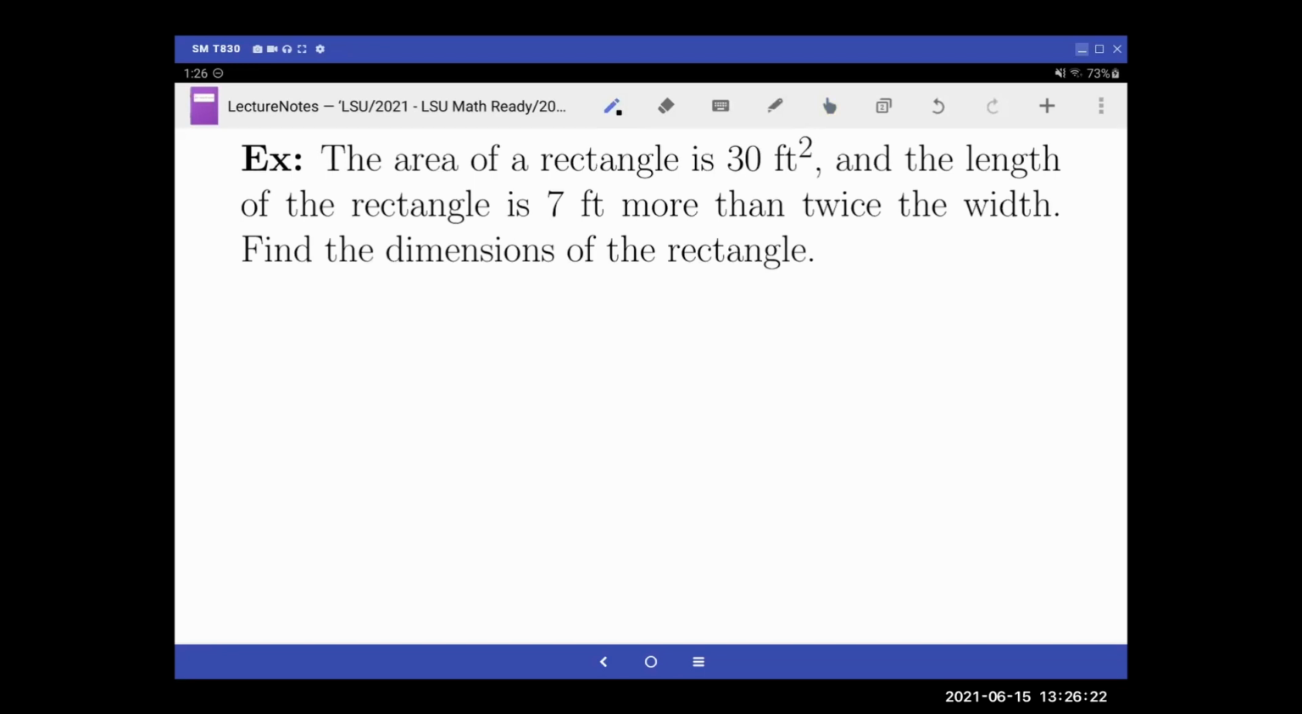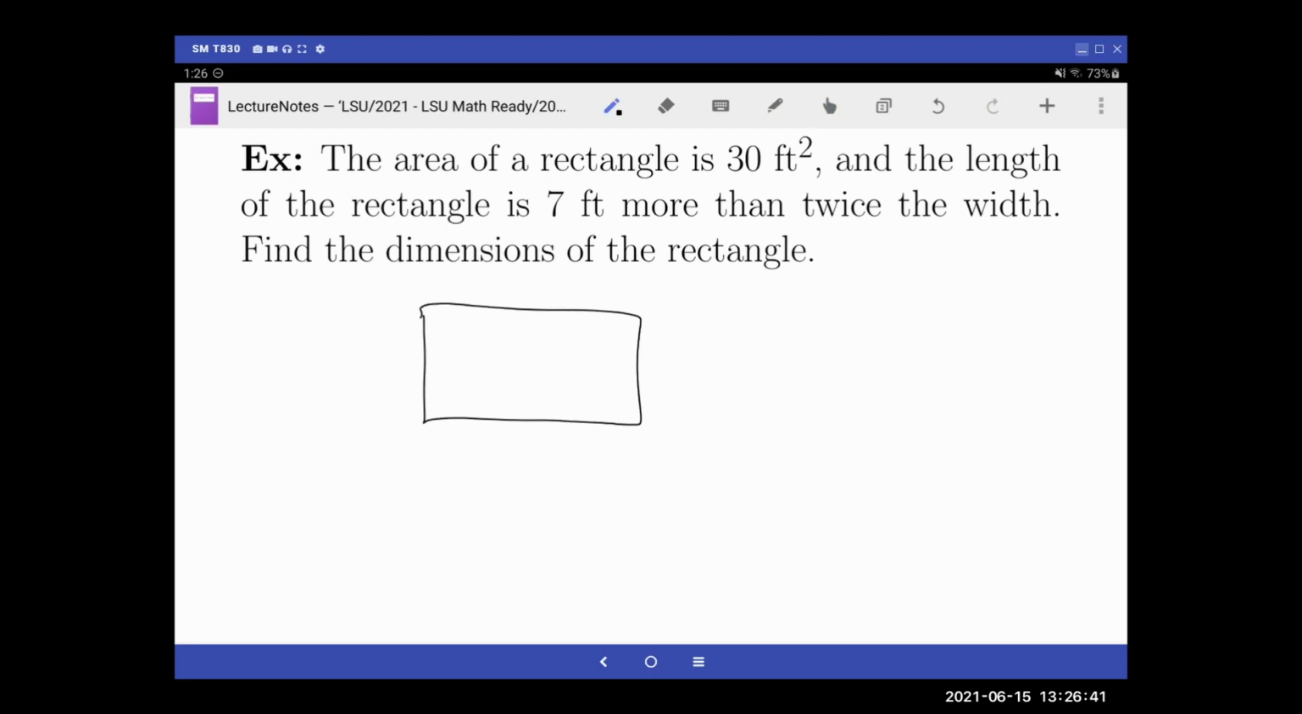So the area of a rectangle is 30 feet squared. Now I know people tend to not like these word problems, right? Application problems. They're really not bad. Draw a picture. Just draw a picture. No one wants to draw pictures. Draw a picture. Here's a rectangle. Okay, this is my rectangle. You can tell because it's not actually drawn well.